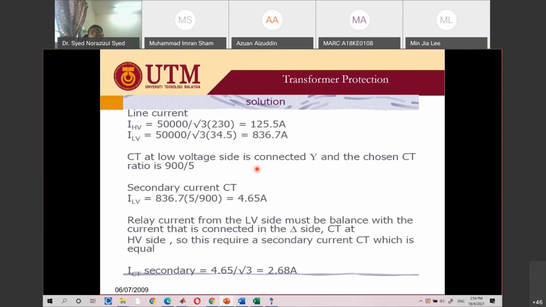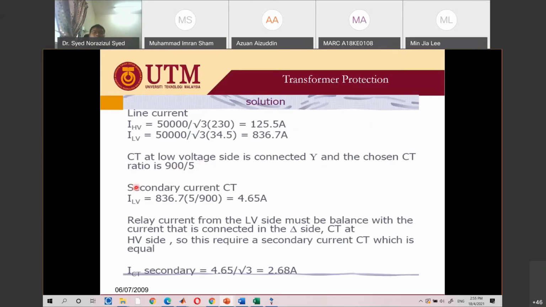Okay, so CT at low voltage side connected 1 and the chosen CT ratio is 900/5. Why 900? Because it's near to 900. It's okay if you want to choose 850/5. It's still correct. Maybe it's not practical, but in terms of academic purpose, it's still correct.